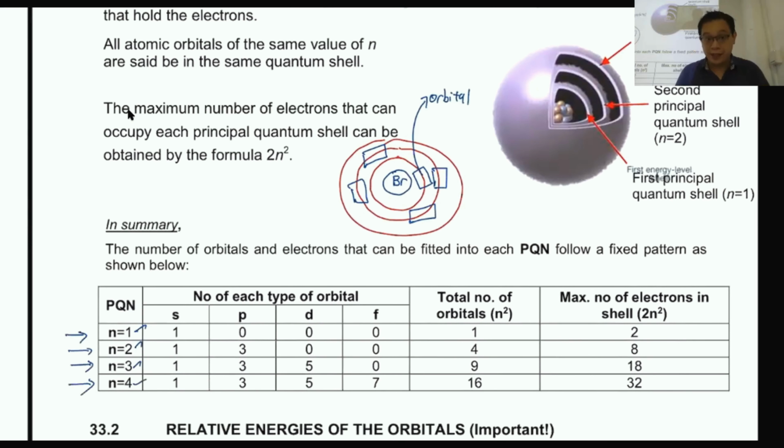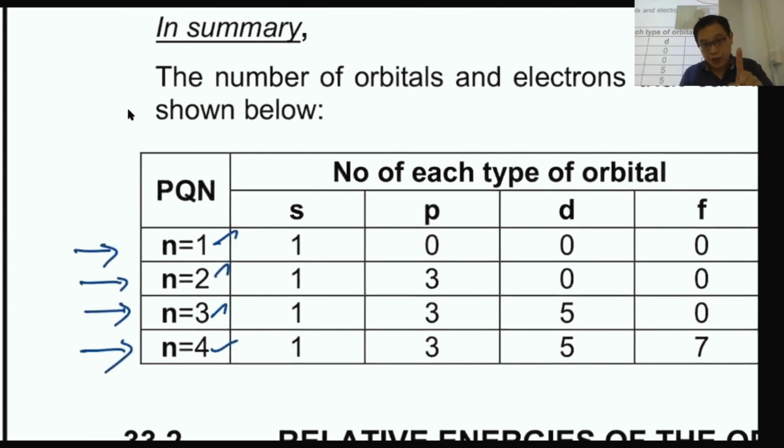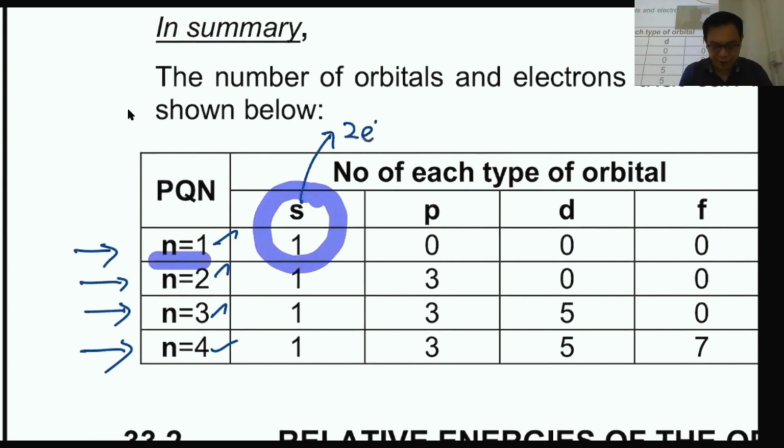Let's focus on one at a time, shall we? In the first shell, there's only one house, and the house is called the s orbital. Now, within this house itself, the s orbital can only hold a total of 2 electrons. Think in this way: if it's a house, it's meant for husband and wife. So 2 electrons, or 2 persons, can occupy it. Right? So think in this way.